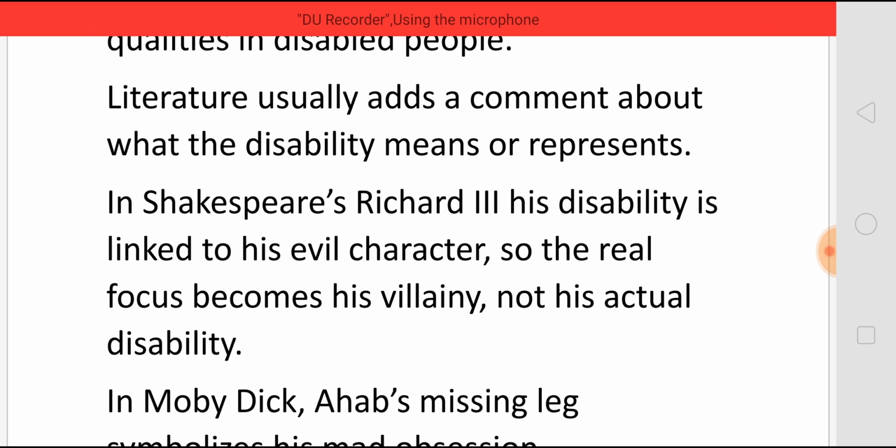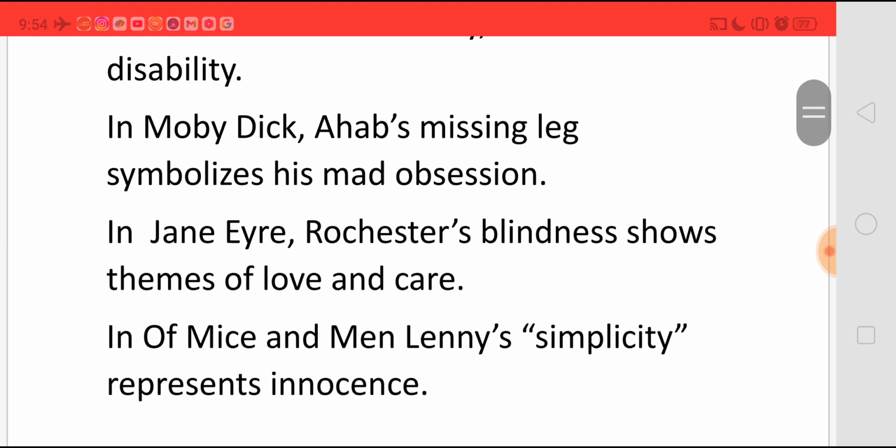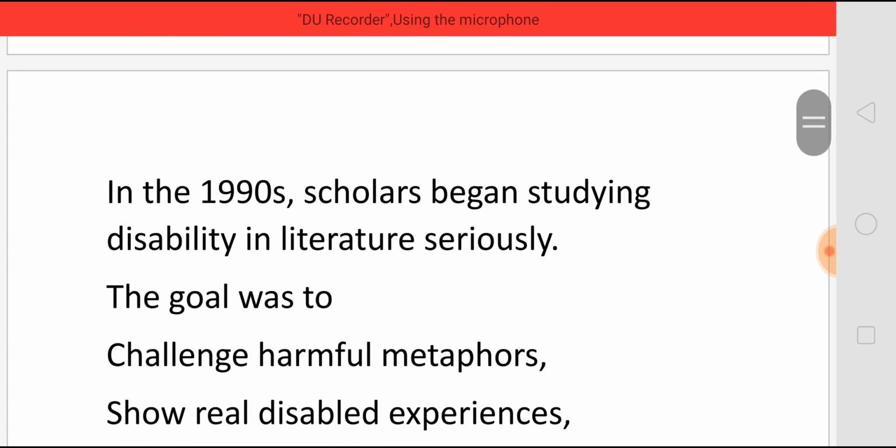In Shakespeare's Richard III, Richard's disability is linked to his evil character, so the real focus becomes his villainy and not his actual disability. In Moby Dick, Ahab's missing leg symbolizes his mad obsession. In Jane Eyre, Rochester's blindness shows themes of love and care. In Of Mice and Men, Lennie's simplicity represents innocence.